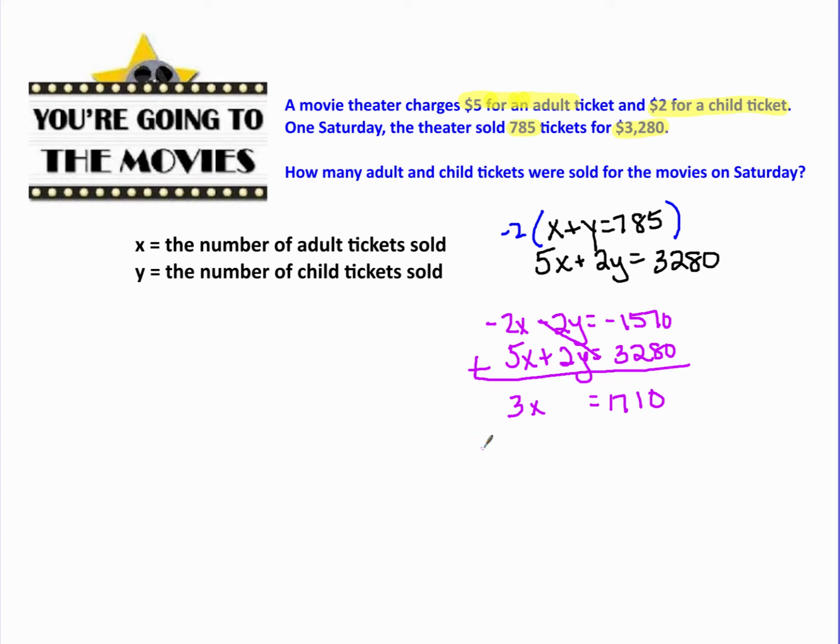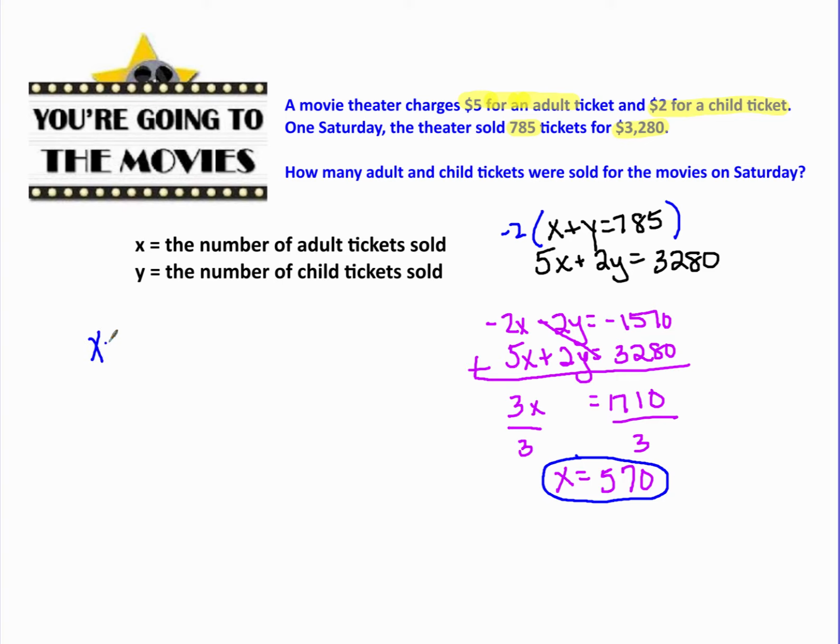Now I have a one-step equation, and all I need to do is divide both sides by 3, and I can solve the equation. x is equal to 570 tickets. So I'm going to take that value, go back to one of my original equations, substitute my value for x in and solve for y. So we'll do that here.